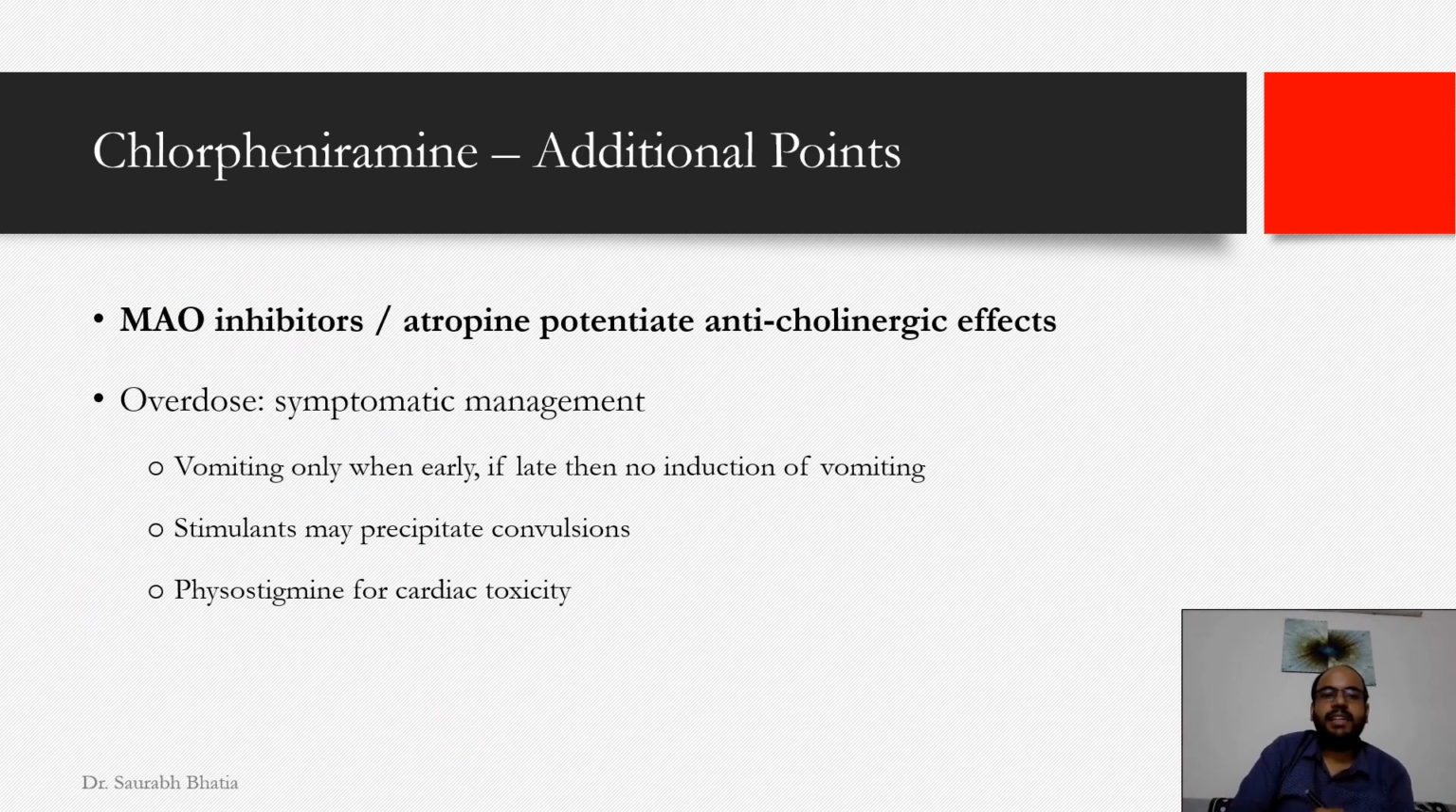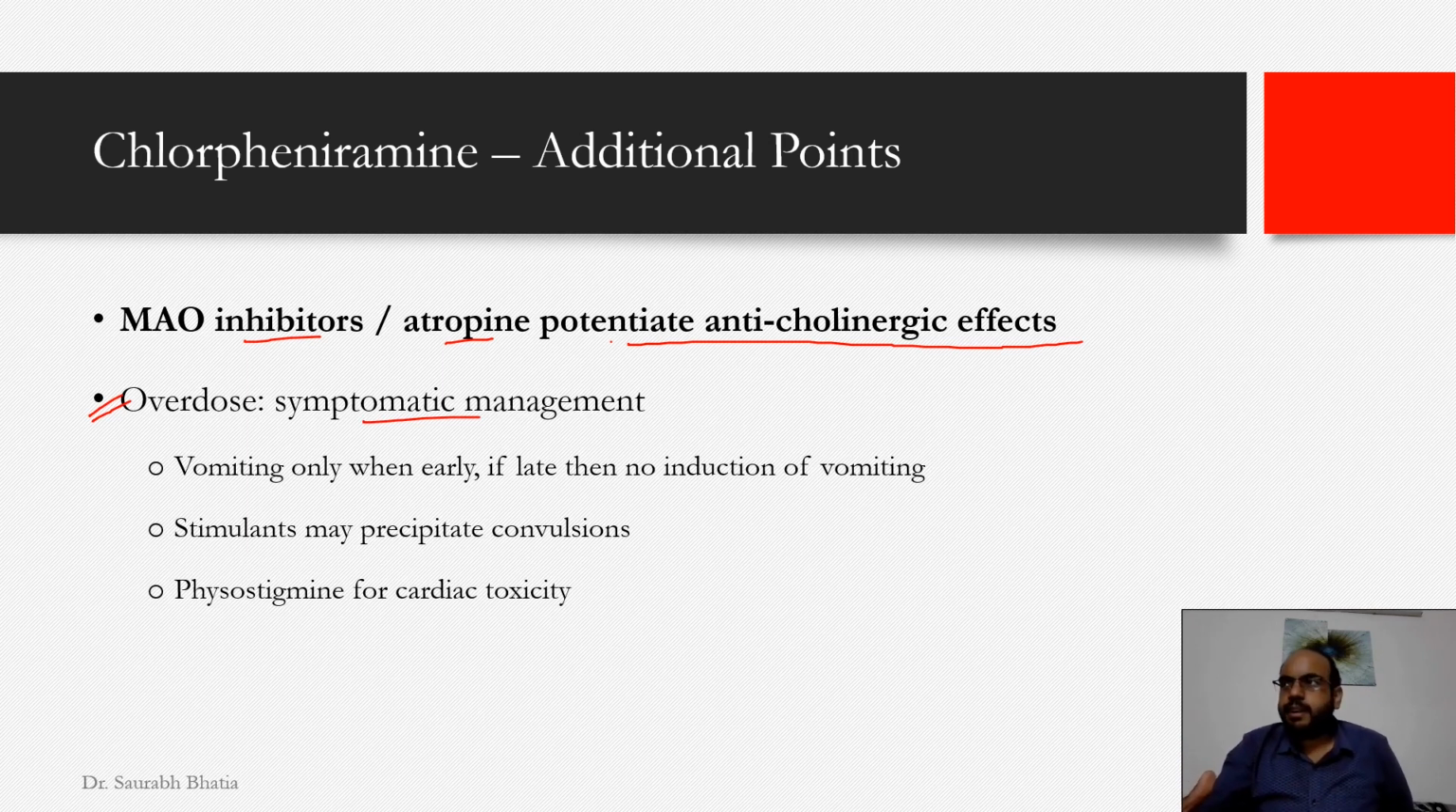Additional point is that do not use chlorpheniramine with MAO inhibitors or atropine. These two drugs, because it can potentiate the anticholinergic effects. See, MAO inhibitors and atropine are anticholinergic. So if they are given with chlorpheniramine, the anticholinergic effect is increased, and that may cause side effects. If there is an overdose, you manage it again symptomatically.